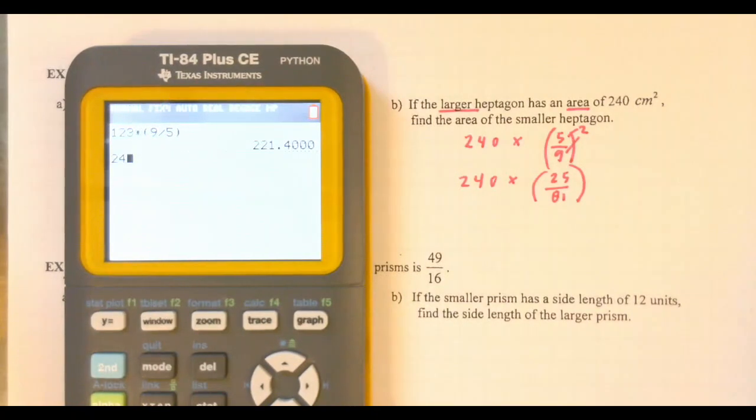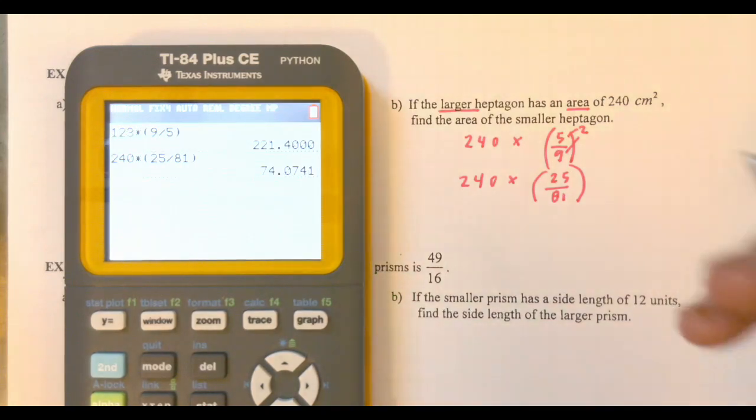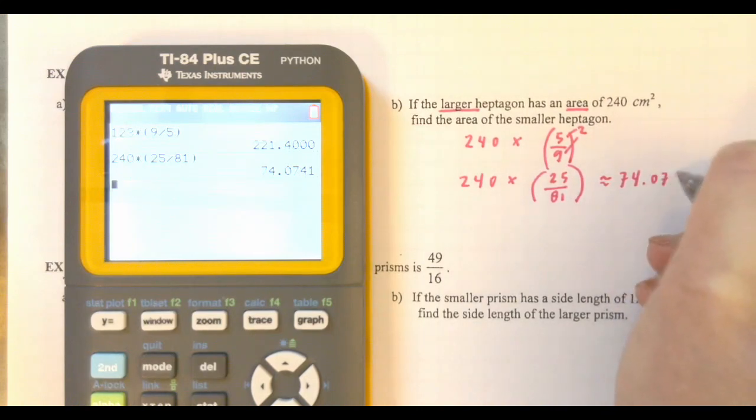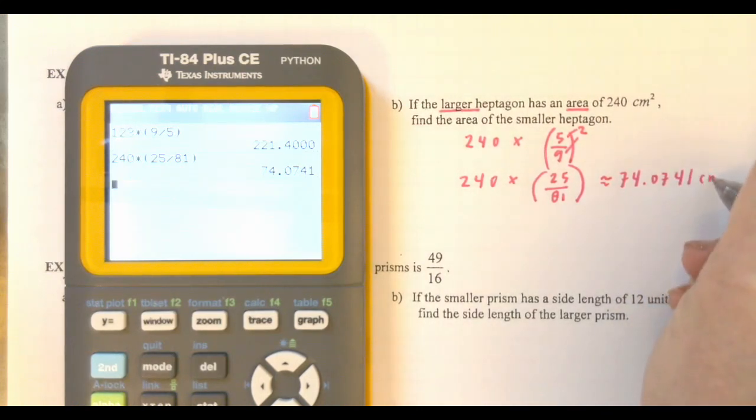All right, so if I have 240 times 25 over 81, make sure I type that in right. Oh, looks great. We'd say that's about 74.0741, and centimeters squared.